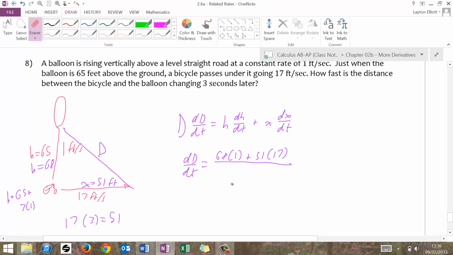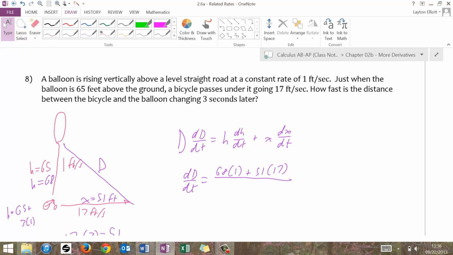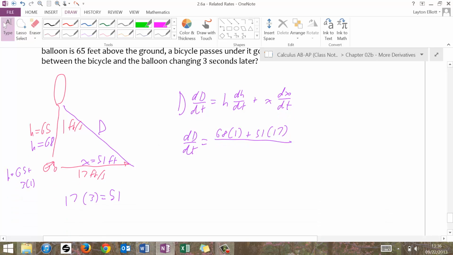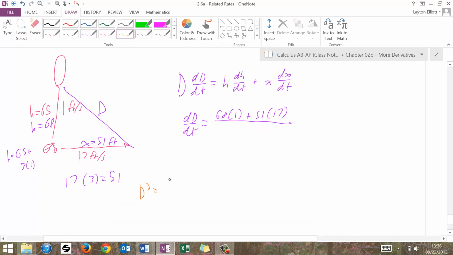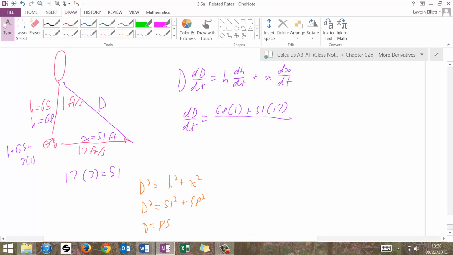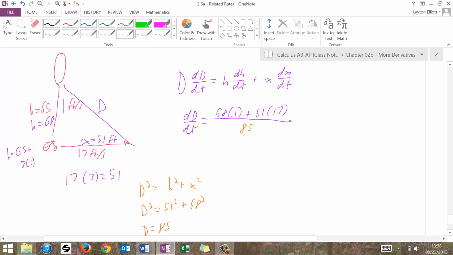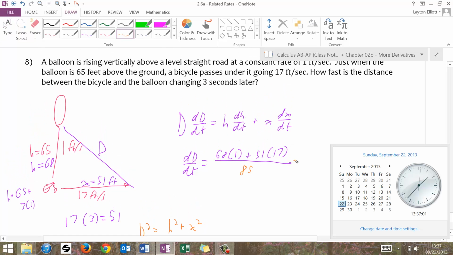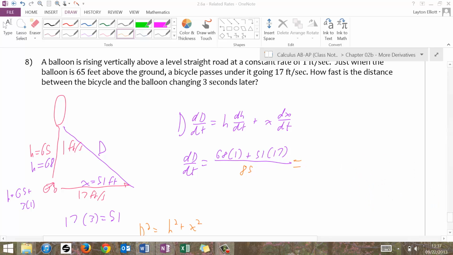Oops, I need to tell you where I got the 85 from. Sorry. Where did I get the 85 from? Well, I got it from d squared is equal to h squared plus x squared. If I plug in the 51 squared plus 68 squared, I would get d is equal to 85. I'll let you solve that and figure that out. So d is 85, divide, and you get 11 feet per second.